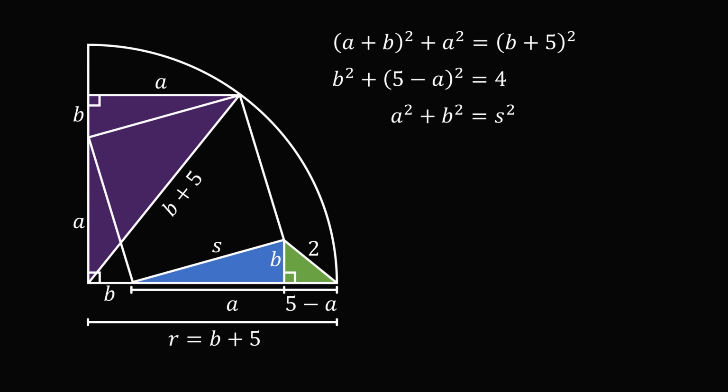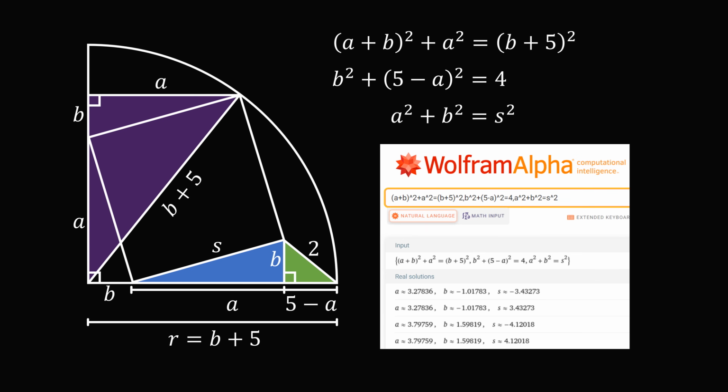Now you could work through these equations. You'll end up with a quartic equation in A. You'll eventually solve it and you'll need to get an approximate value for A. Then you'll get an approximate value for B and you can solve for an approximate value of S. But since we can use a numerical solver, let's just plug these 3 equations into Wolfram Alpha.